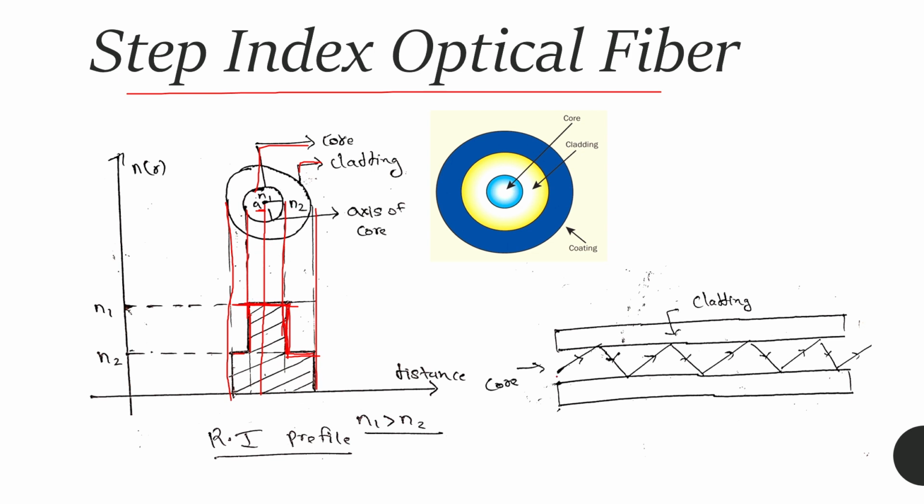As you all know, when light passes from the denser medium to the rarer medium, the angle of refraction bends away from the normal. When the incident angle is greater than the critical angle, the light gets reflected inside the denser medium only. As you can see here, total internal reflection happens and light travels in a zigzag path. It is important to mention that the refractive index of the core is greater than the refractive index of the cladding.